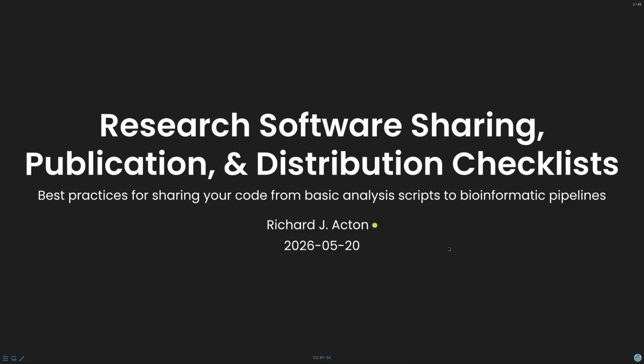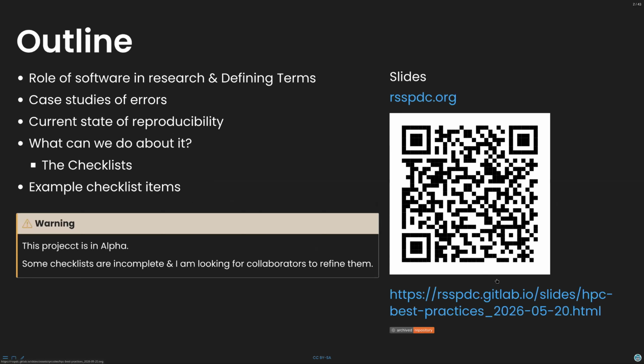So the project I'm going to talk to you about today, this research software sharing, publication, and distribution checklists, is a bit of a side project that got out of hand. I was originally writing it for the members of my research consortium, the Human Developmental Biology Initiative, but I thought I could produce a more useful general resource. If you'd like to follow along with today's slides, there's a URL there and a QR code, and the website rsspdc.org has a link to the slides if you want to pull them up there.